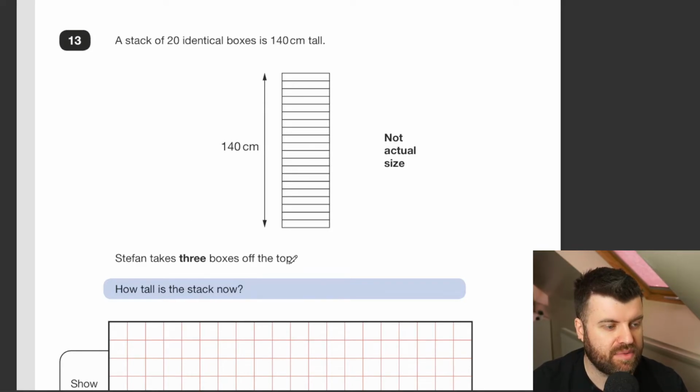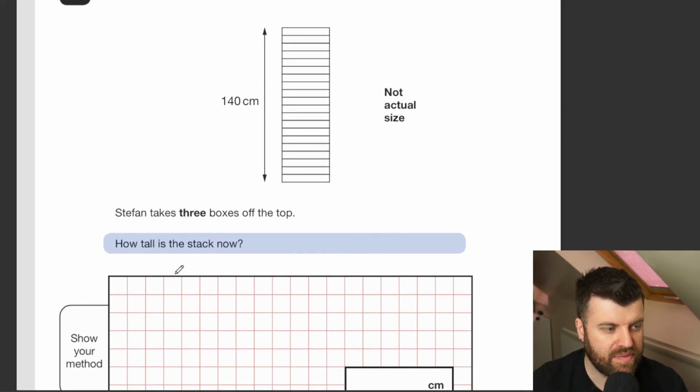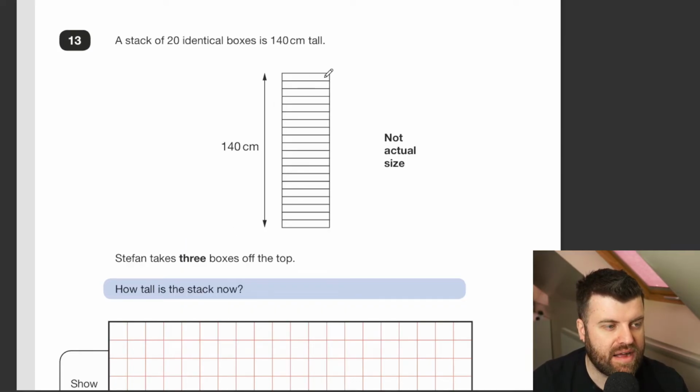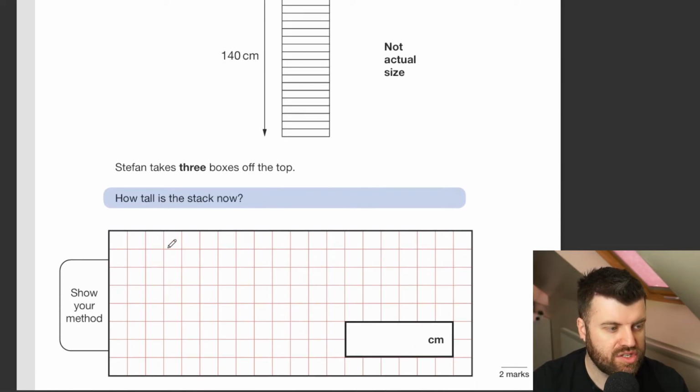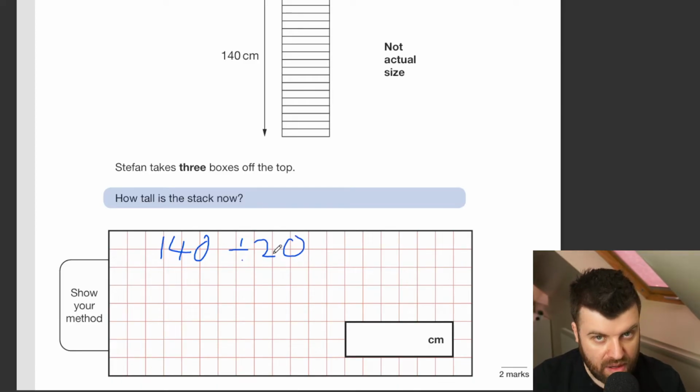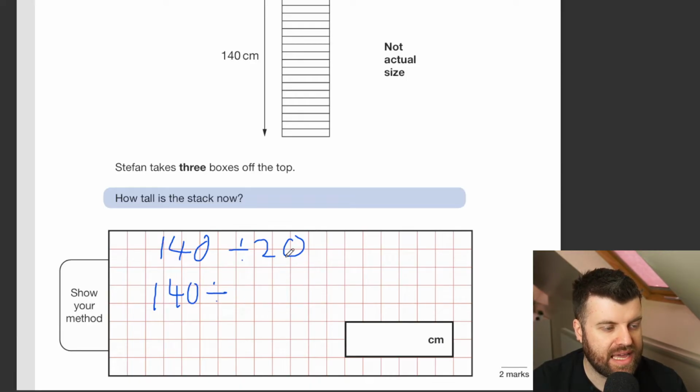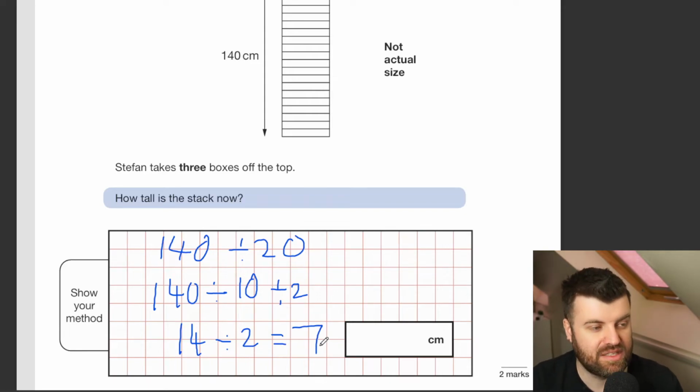Stefan takes 3 boxes off the top. So how tall is the stack now? It's clear, hopefully, that we need to figure out how much one box measures. So if we have 140 and we divide it by 20 blocks. Now, a way to do this more easily would be to take 140, divide it by, and then use factors of 20. So I'm going to divide it by 10, and then I'm going to divide it by 2, because I can split 20 into 10 times 2. So I divide by 10 and divide by 2, it's the same thing. 140 divided by 10 is 14. Then I've just got to divide that by 2, and that means it's 7 centimeters per block.